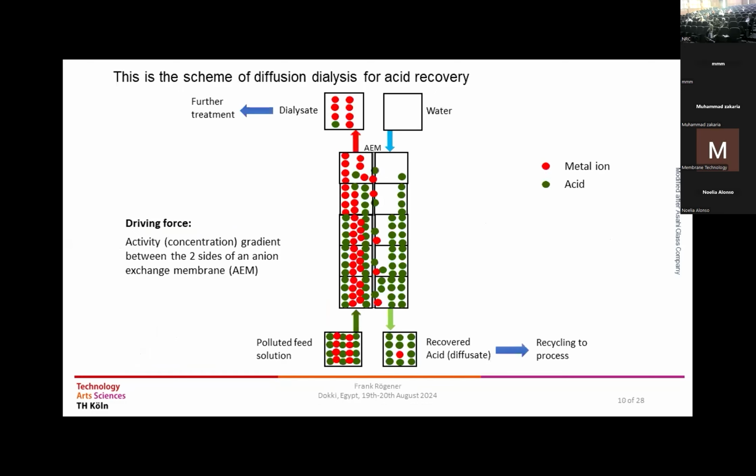So this is the theme, or how you can imagine how it works. We have two solutions necessary. One is the polluted feed solution, that's the spent acid, and the other is plain water. Both solutions are fed in a technical module in counter-current mode, so that the acid is moving through the anion exchange membranes while the metal ions are rejected. And on the other hand, the water receives the acid and becomes the final product that can be recycled.